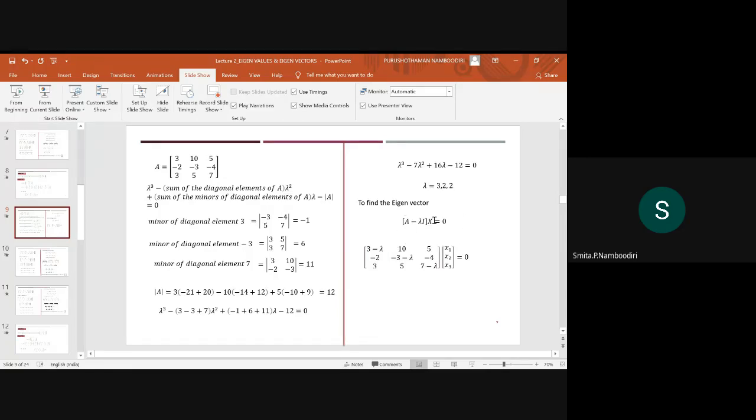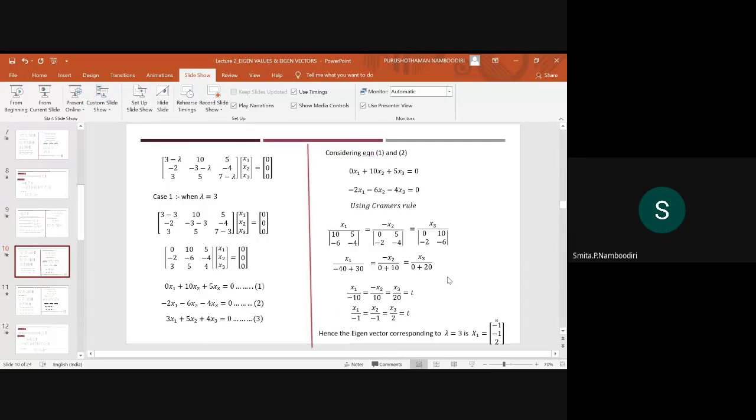So we have to form the matrix A minus lambda I into X equal to 0. We have found this. Whatever is the matrix A, subtract lambda from each of the diagonal elements and then replace capital X by x1, x2, x3. So now case 1, when lambda equal to 3. Putting lambda equal to 3, again writing it in the form of equations using Cramer's rule, everything is the same.